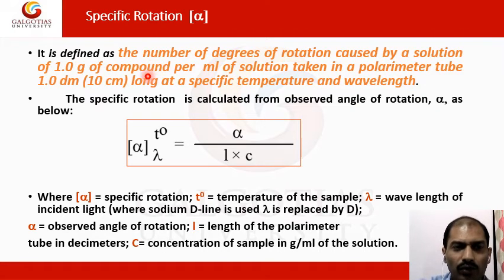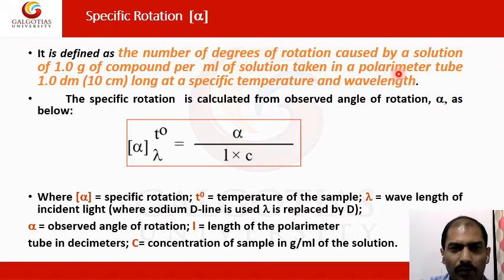Generally you can easily prepare this kind of solution in different units, but here you have to keep in mind the unit given to define it: 1 gram per ml of sample solution, or in the solvent in which you are dissolving it.